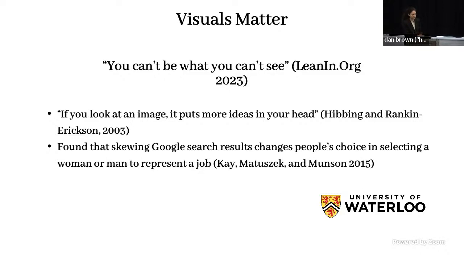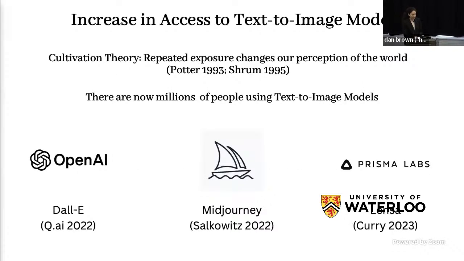So this specific study was based on textbooks and analyzing how images in textbooks affect students' learning trajectory. It's also been found that skewing Google search results change people's choices in selecting if a woman or a man represented a job. On top of that, the volume of access to this kind of exposure further amplifies and affects your perception of the world and how your brain is molded to think about those around you.